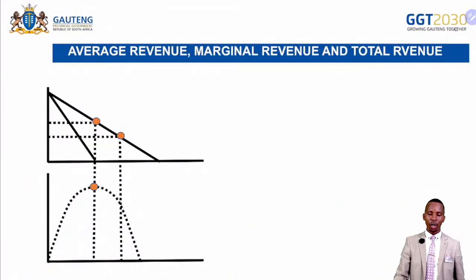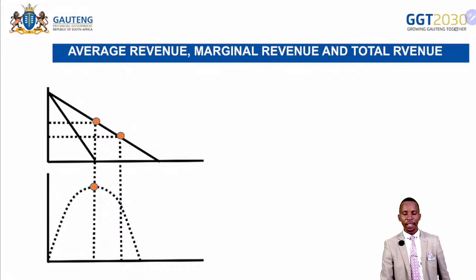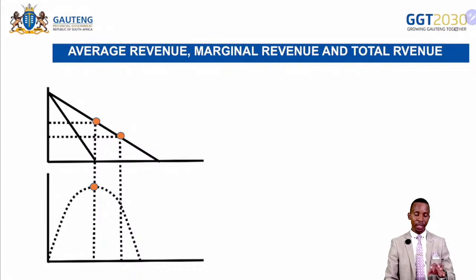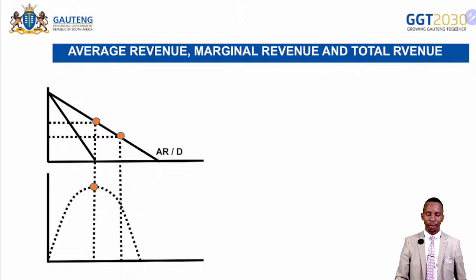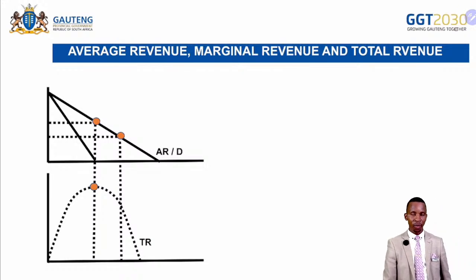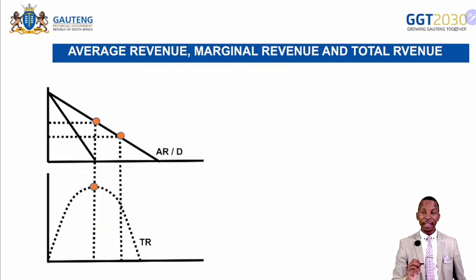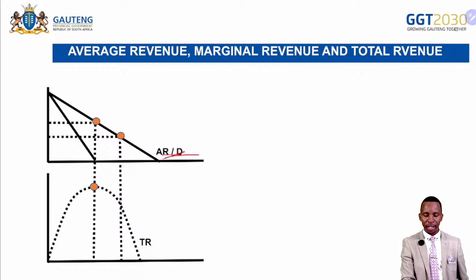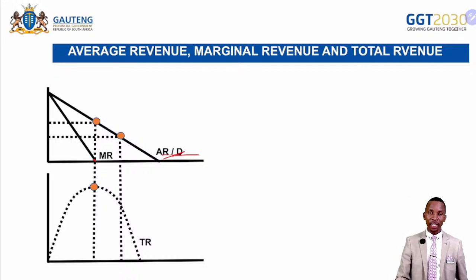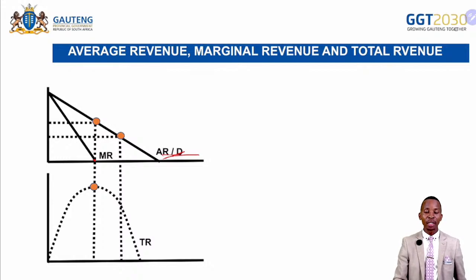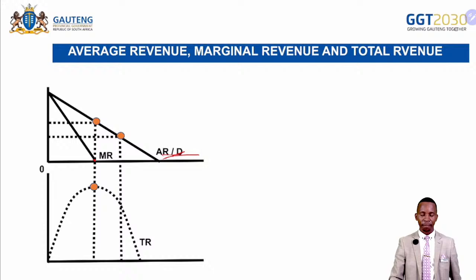And then here we talk about average revenue, marginal revenue, and total revenue. The relationship between them is explained here. We have our demand curve and our total revenue. You know all these curves now. We have AR equals D, and then we have our MR down there. Our total revenue will always increase, and after reaching the maximum point, it will slope downward.